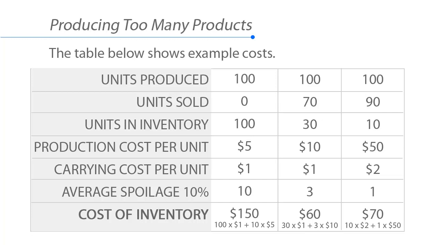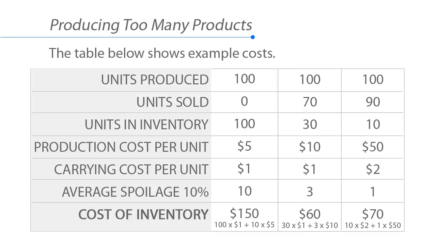Third example, 100 units produced, 90 are sold. That leaves 10 in inventory. The production cost per unit is $50. The carrying cost per unit is $2. And the average spoilage, 10%.